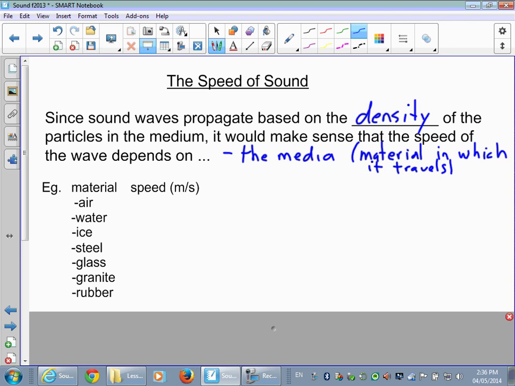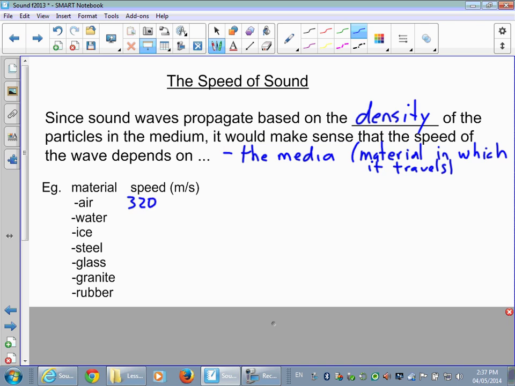So here I have a list of a few different materials. I'm going to talk about the speeds. All our speeds are going to be measured in meters per second. Air will have a speed of somewhere in the neighborhood of, on a really, really cold day, say, 320 meters per second. I'm talking really, really cold here. And on extremely hot days, you might be able to get up in the high 350s, let's say even to 360 meters per second. So somewhere in that mid 300s type of range.